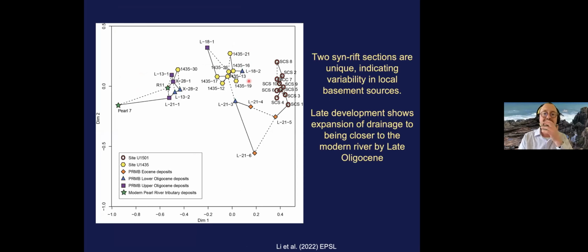You could see this a bit, the provenance evolution here in this multi-dimensional scaling diagram, where the young part of the margin over here on the left is quite different from the two separated and independent Sin Rift sequences in the two IODP sites. So we had isolated basins with local sources at the early part of the rift, then breaking up and becoming amalgamated later on. So the latter part of the margin has sediments that are quite similar to the modern Pearl River.